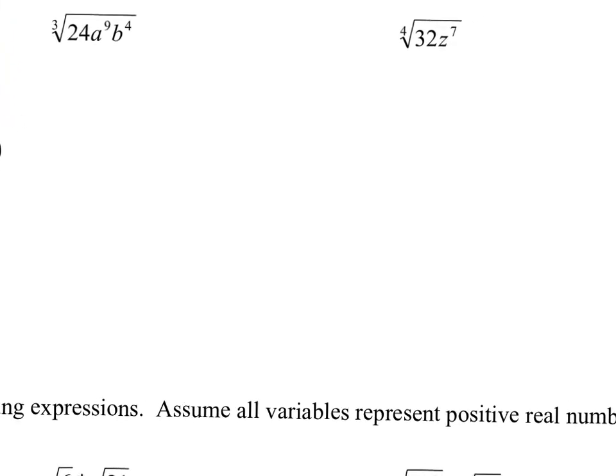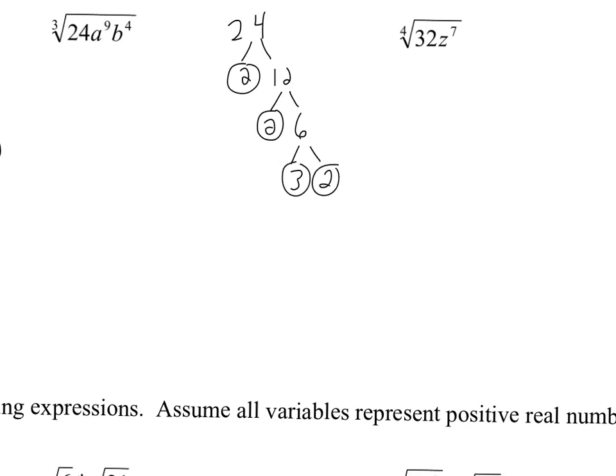Okay, let's look at this one. The cube root of 24, a to the 9th, b to the 4th. So I'll first start with my number, 24. It's 2 and 12. It's 2 and 6. It's 3 and 2. Since it is a cube root, we're looking for any group of 3 things. Well, I have 3 2's, and that is the only group of 3 I have, and then I have the 3. So the 2 comes out because there's a perfect group of those, and then the 3 stays in.